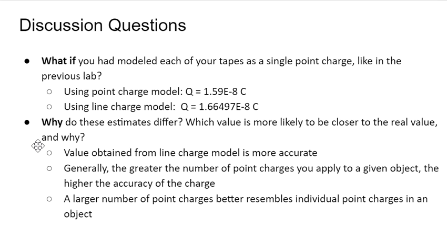So what if you had modeled each of your tapes as a single point charge like in the previous lab? Using the point charge model, we got the charge to be 1.59 times 10 to the negative 8th coulombs, and using the line charge model, we got the charge to be 1.66497 times 10 to the negative 8th coulombs. So why do these estimates differ, and which one is more likely to be closer to the real value, and why? So the value obtained from the line charge model is more accurate.